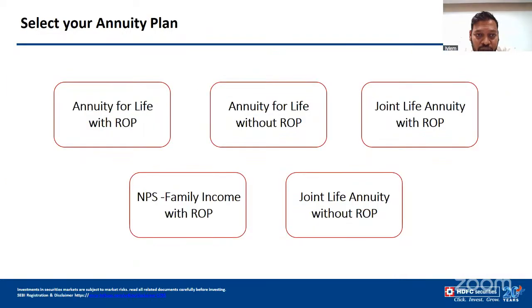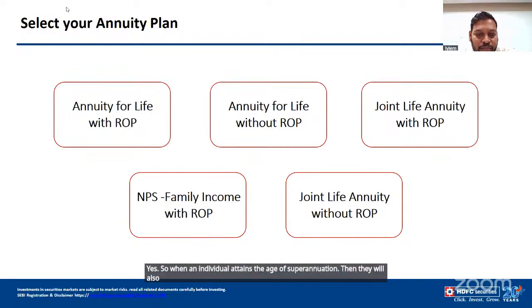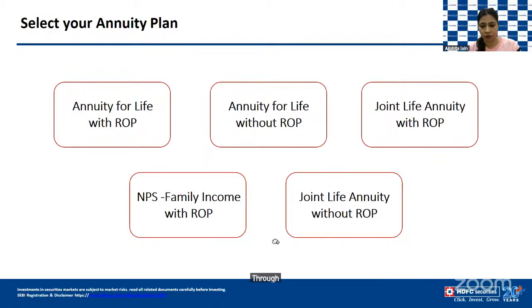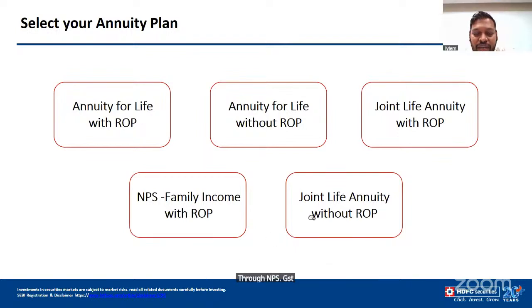Yes, so when an individual attains the age of superannuation, they will also have to allocate some portion of their corpus towards the purchase of an annuity plan. Now, there are five types of annuity plan available in NPS, and they can be taken from any one of the authorized annuity service providers by PFRDA. One additional feature, firstly, is that when they take an annuity plan through NPS, GST is not applicable.